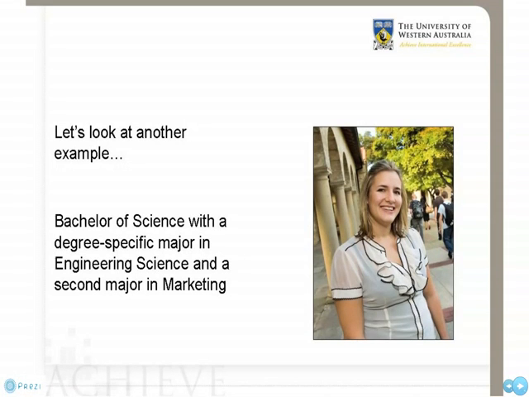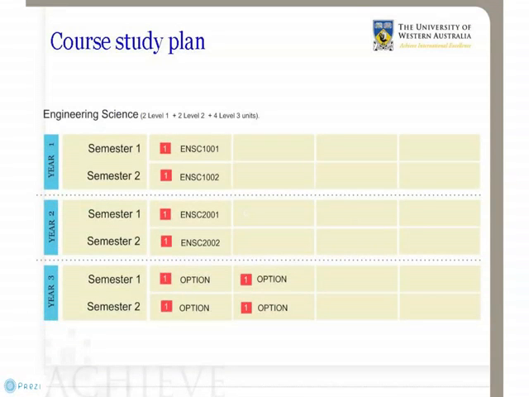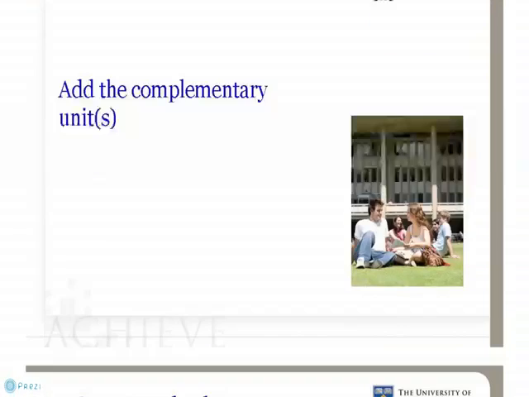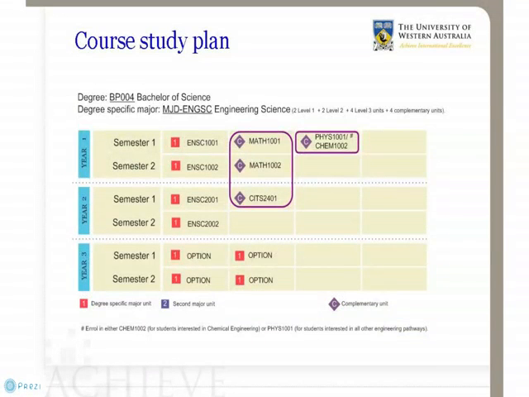Yeah, exactly. So we'll start with the engineering science major. Again, 8 units in a 2-2-4 pattern. Okay. This major has 4 core units and 4 option units. With engineering, you choose your options based on the area you want to specialise in. So what should we add next? I'd say complementary units. Okay, so a degree-specific major in engineering science has 4 complementary units, and here they are.